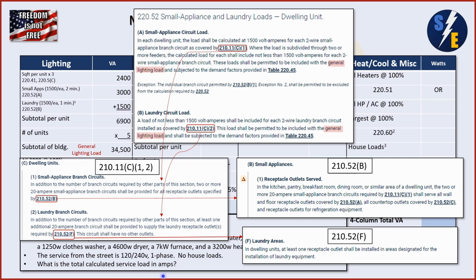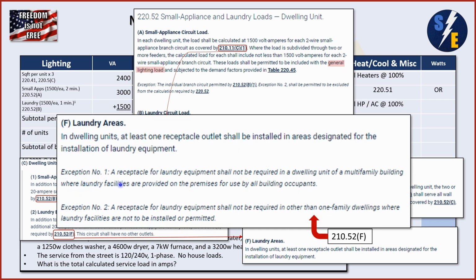Okay, one last thing before we leave the laundry part of this. There are some exceptions to 210.52f, and they're very important, especially considering we're dealing with multifamily here. Exception number 1. A receptacle for laundry equipment shall not be required in a dwelling unit of a multifamily building where laundry facilities are provided on the premises for use by all building occupants. So all this means is that if you have a building that has like a common laundry area for all the occupants to come and use the same facility, and you don't have any laundry facilities in each unit, then you don't have to put a laundry value here because this is per unit. And so this would be 0.